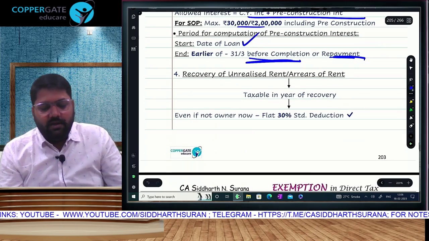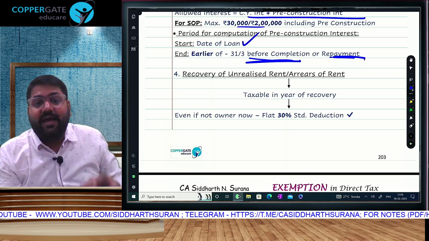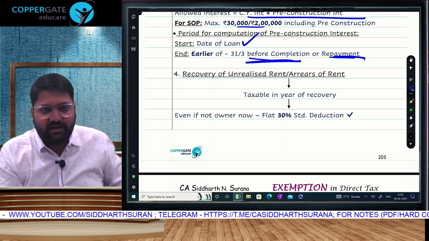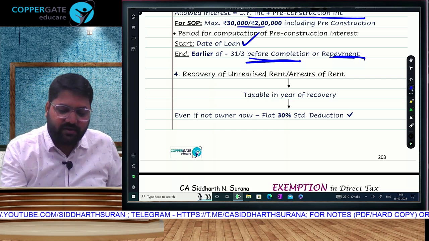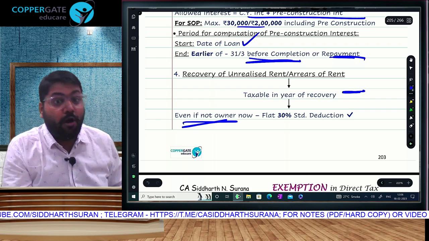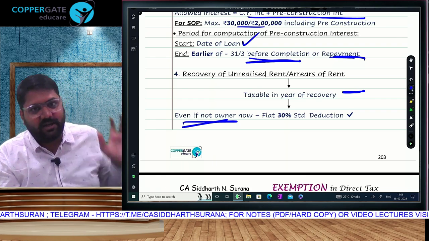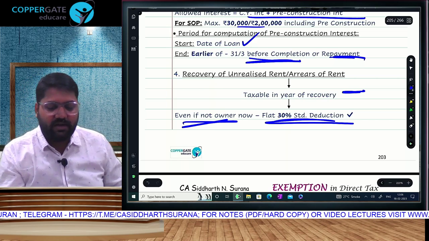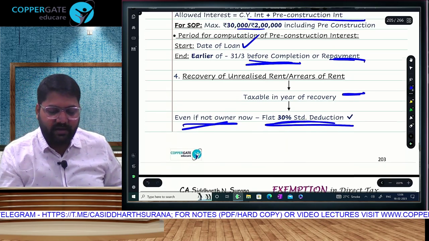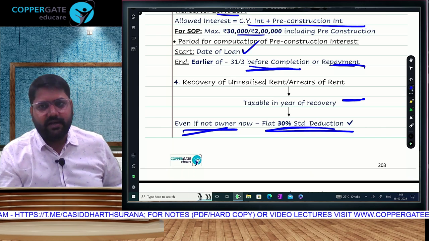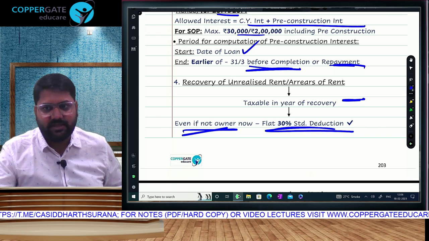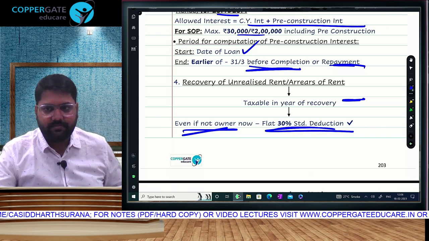And the next concept, recovery of unrealized rent. Anything which is unrealized right now you subtract, but if in future you can recover it, then it is taxable in the year of recovery. Even if you have sold the property in between, the ownership condition is not necessary in the current year. Past ownership is also allowed, but you get a flat 30% deduction. So any recovery, flat 30% deduction. That was our last concept and that's our chapter, income from house property.